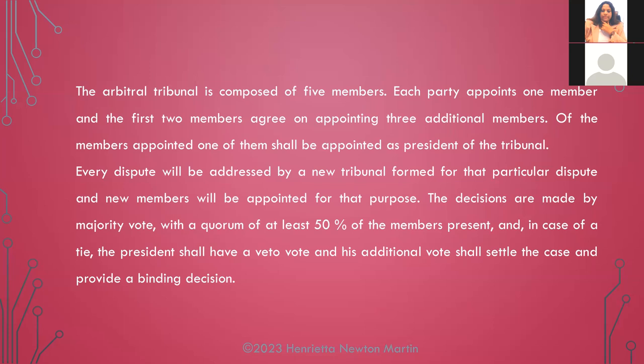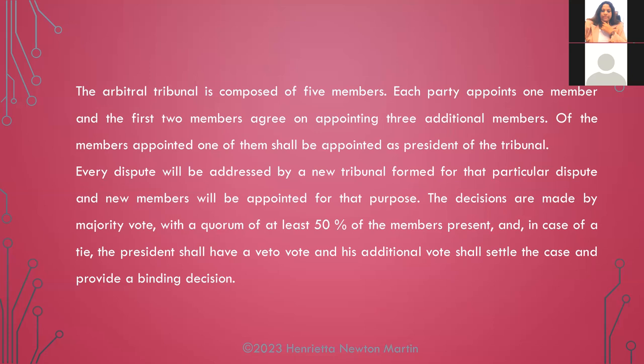And then the two who are representing the state are entitled to appoint three additional members. So at least they should have five members. Now, the decisions that are made are normally taken by majority vote with a quorum of at least 50% of the members present. And in case of a tie, the president shall have a casting vote.